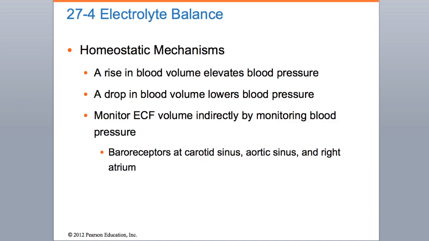Now, of course, when we talk about homeostatic mechanisms, I see everything we've learned before. Blood pressure, carotid sinus, aortic sinus, right atrium, baroreceptors. That's right. The baroreceptors, chemoreceptors, proprioceptors that we learned before in Biology 2401 and in the heart chapter in Biology 2402. They're coming back. So we're always monitoring blood pressure this way. Next slide.